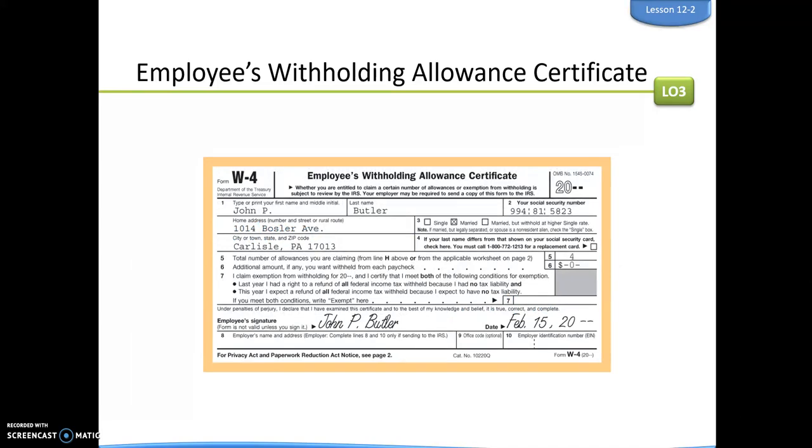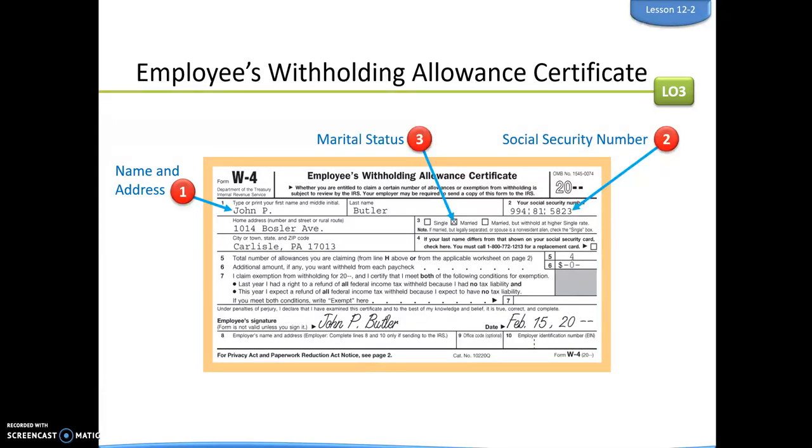This is an employee's withholding allowance certificate. It's called a W-4. Anytime you have a job, you have to fill out a W-4. You have to fill in the name and address, your Social Security number, your marital status, your withholding allowances. So if you were married with 2 children, you could claim 4 withholding allowances, and you would have to sign and date the form. This helps the employer determine how much is taken out of your paycheck.